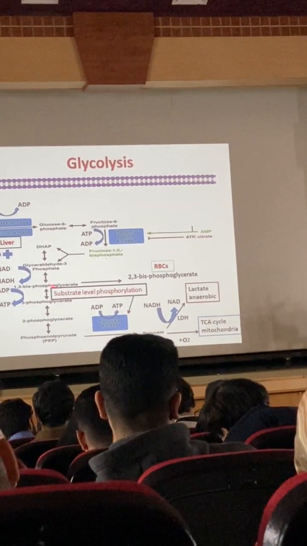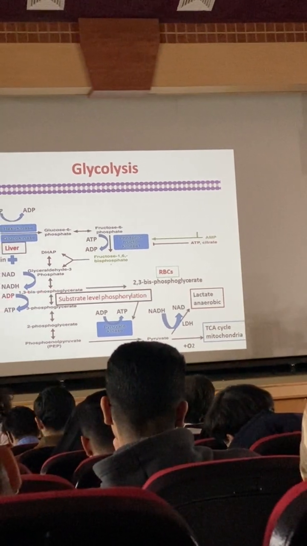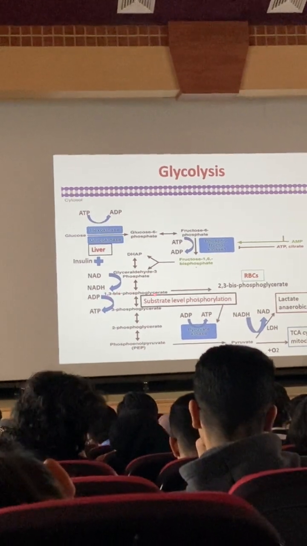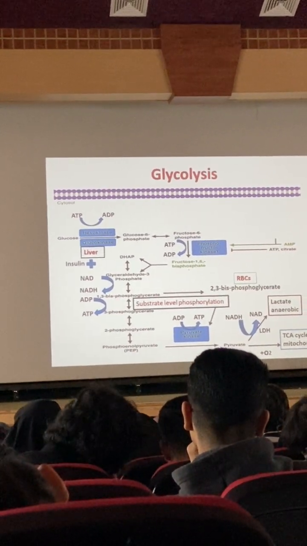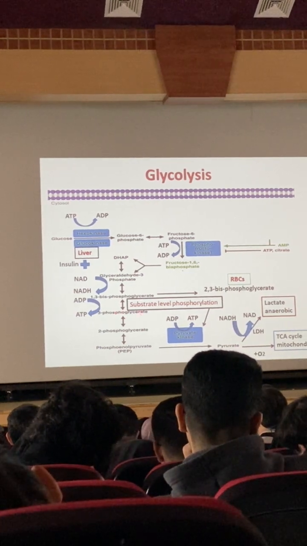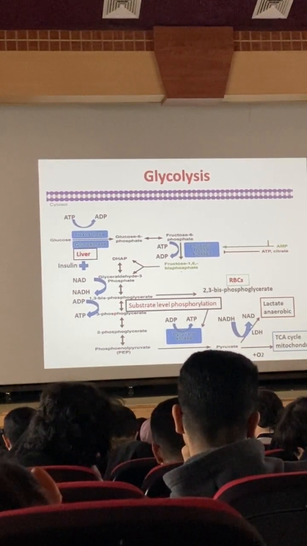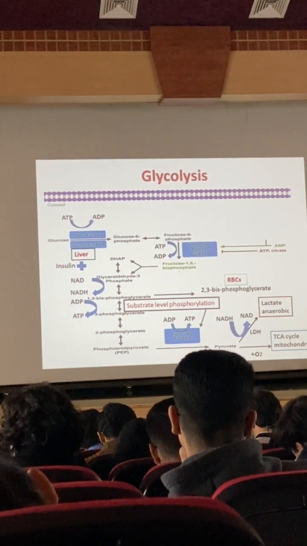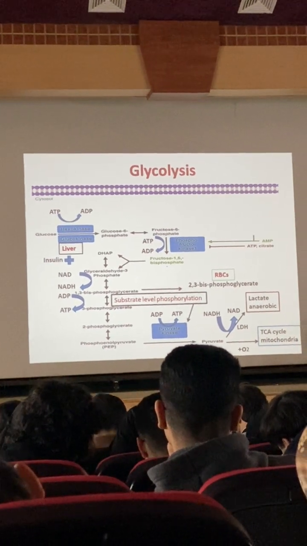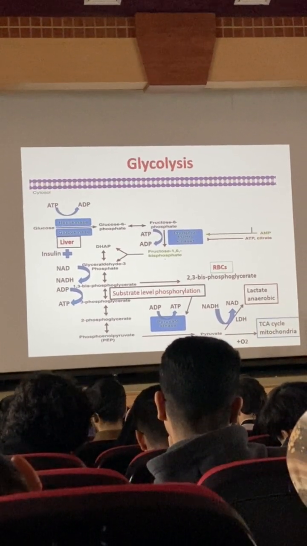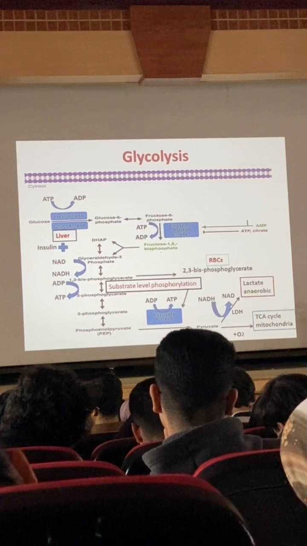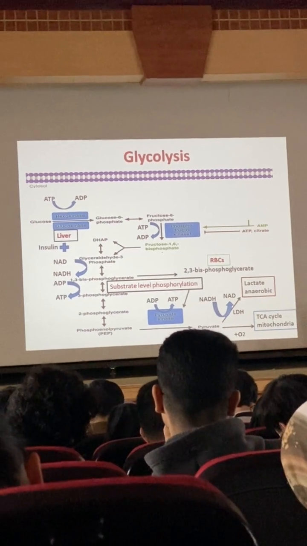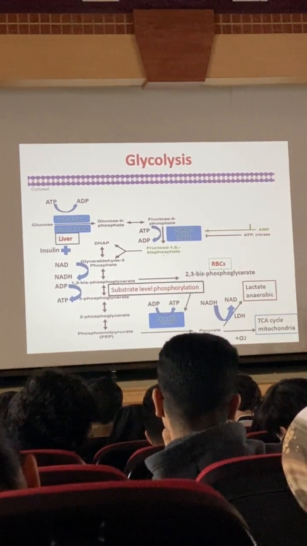The substrate here is used to phosphorylate ADP back to ATP. Here the substrate is 1,3-bisphosphoglycerate and the product is 3-phosphoglycerate. The substrate itself is used to phosphorylate ADP to ATP. That's why it's called substrate level phosphorylation. So this is the first ATP that will be generated in this step, called substrate level phosphorylation.